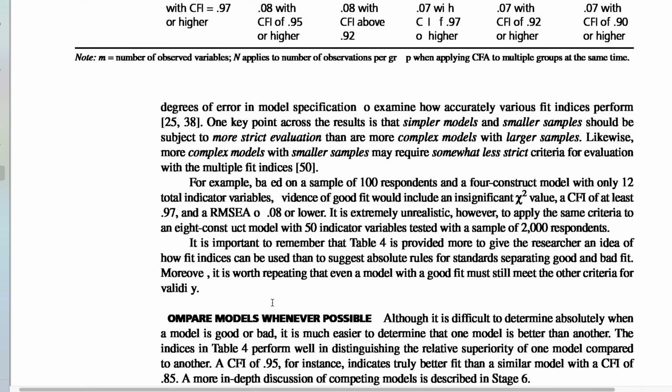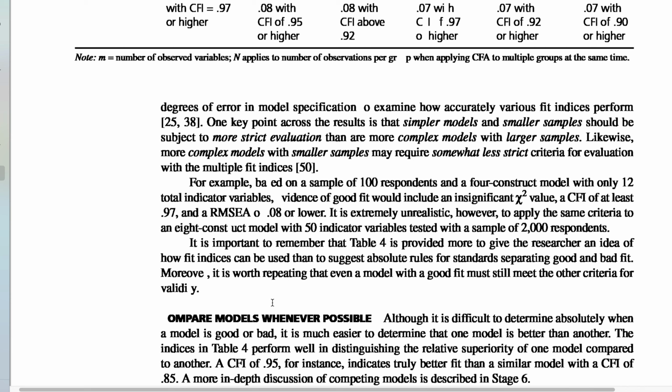0.08 or lower. It is extremely unrealistic, however, to apply the same criteria to an 8 construct model with 50 indicator variables tested with a sample of 2000 respondents. It is important to remember that Table 4 is provided more to give the researcher an idea of how fit indices can be used, and not to suggest absolute rules for the standard separating good and bad fit.